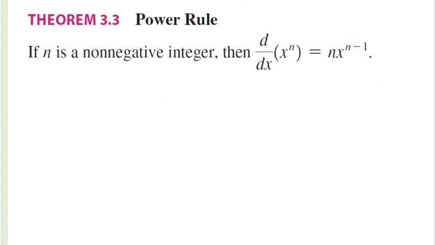And here is our first real rule of a varying function. It's called the power rule. So if n is a non-negative integer, then the following is true. What's a non-negative integer? 1, 2, 3, and so on. This one's really useful. Let's apply it.